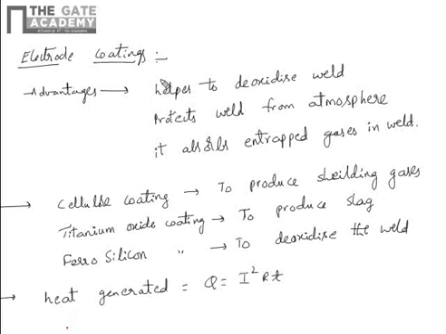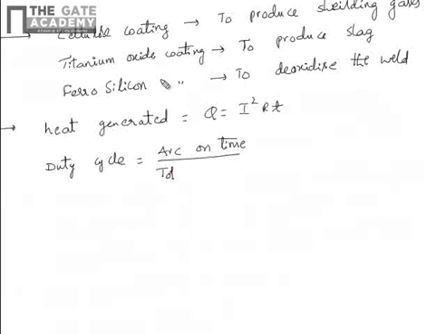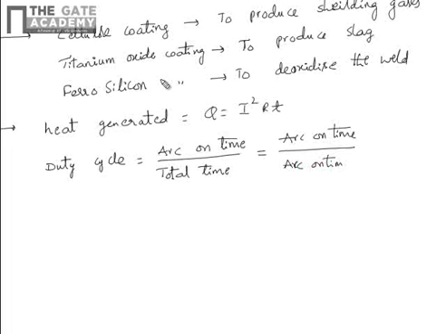Heat dissipation is hA delta T. Duty cycle is arc on time divided by total time, which is equal to arc on time divided by arc on time plus rest time. Total time means including rest time, the idle time. In welding you may have to take rest time also, that you have to add.